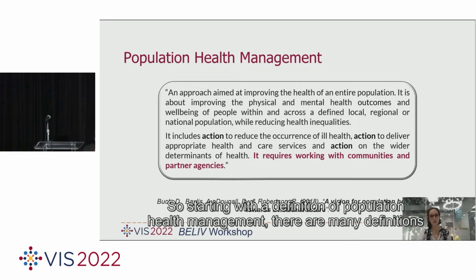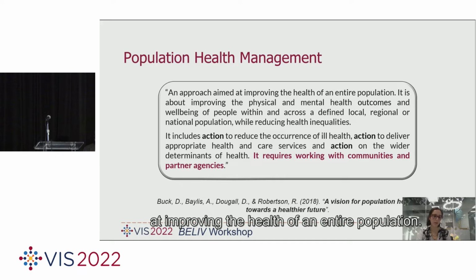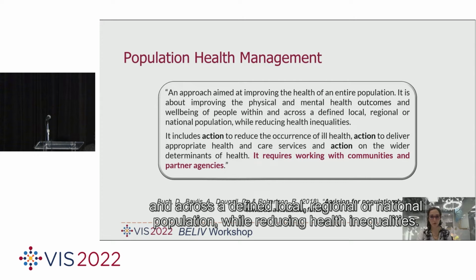Starting with a definition of population health management, there are many definitions out there, but I felt that this one was the most informative: an approach aimed at improving the health of an entire population. It is about improving the physical and mental health outcomes and well-being of people within and across a defined local, regional, or national population while reducing health inequalities.